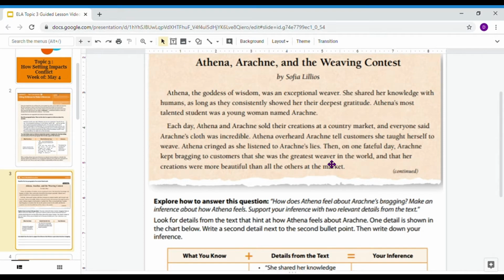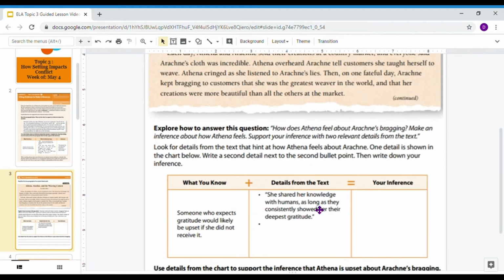I know that she expects gratitude. Look right here, it says consistently showed her their deepest gratitude. So she expected to not only be thanked the first time, but consistently, which means nonstop or often. So I know that Athena expects gratitude from those that she teaches to weave.